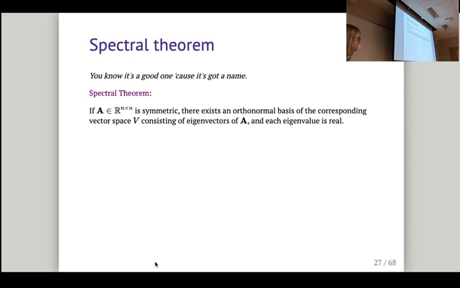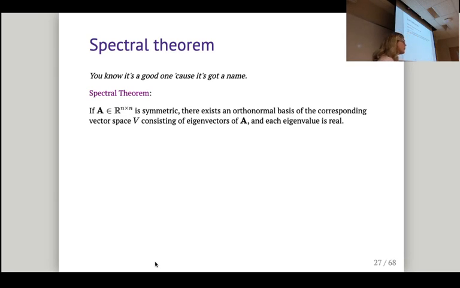So this sort of leads into a theorem called the spectral theorem. And what the spectral theorem says is this. If A is a square, symmetric matrix, then there exists what's called an orthonormal basis of the corresponding vector space consisting of eigenvectors of A, and each eigenvalue is real.